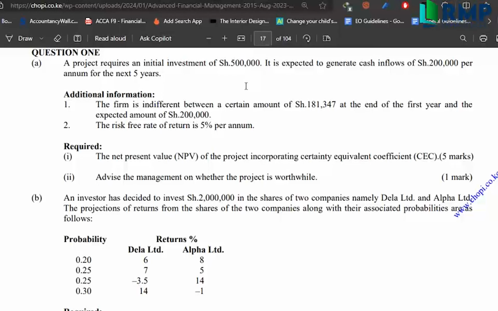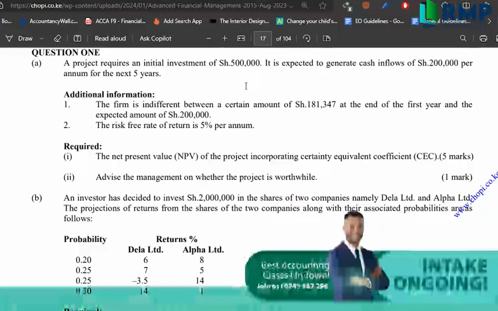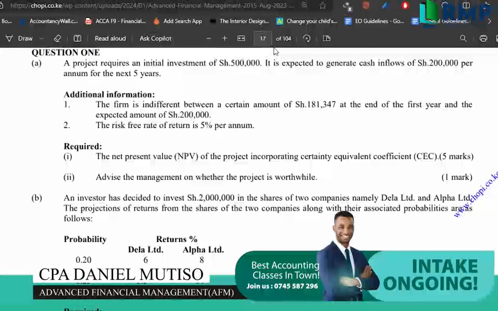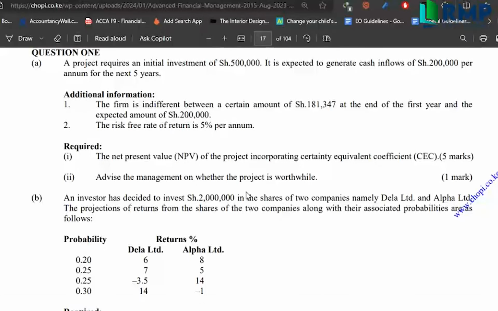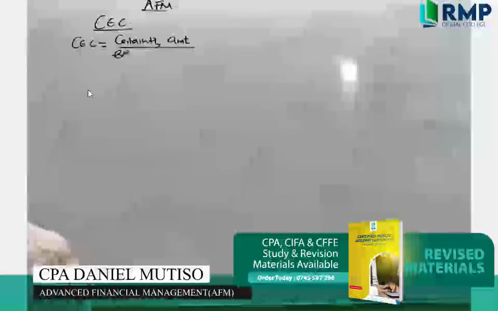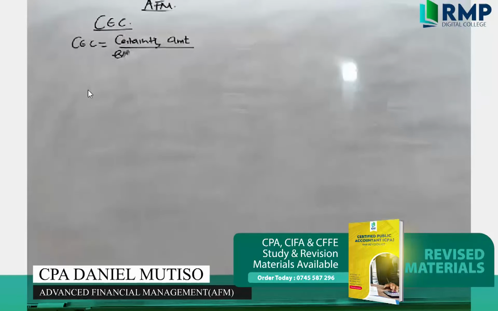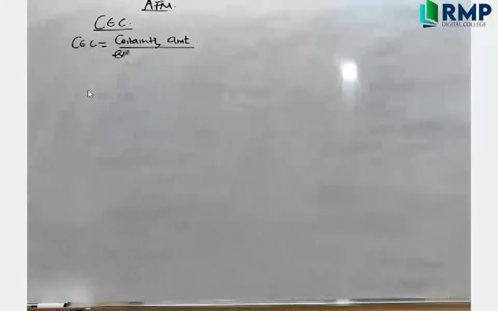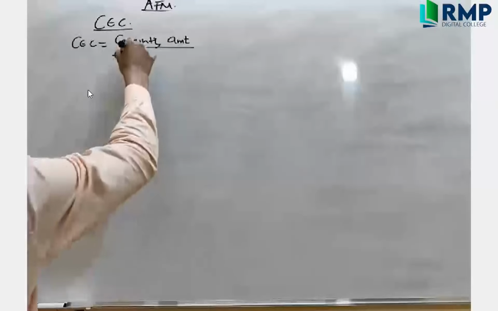Thank you. So we are being given only two elements there, which normally ascertain your question. When you look at it, additional number one is very crucial for your question. Why? Because that is how we get our CEC. To get the CEC, we take the certain amount and divide it by the expected cash flow.